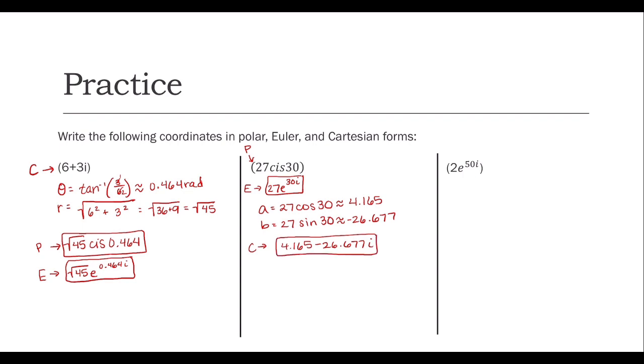For this third one, it's given to us in Euler form. So our polar form would be 2 cis 50. And then our a value is 2 cosine 50, and our b value is 2 sine 50, which are approximately 1.93 and negative 0.52. So our Cartesian form is 1.93 minus 0.52i.